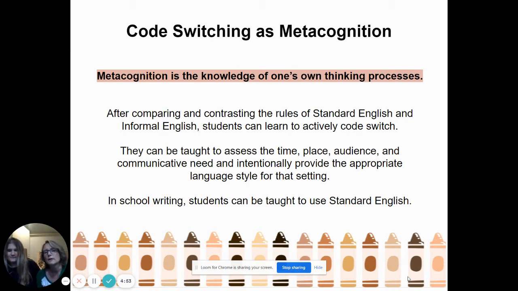So after comparing and contrasting the rules of standard English and informal English, students can learn to actively code switch, and they can be taught to assess the time, place, the audience, and the communicative need, and intentionally provide the appropriate language style for that setting. So if they're in school, they learn that they need to use standard English. If they're at home or on the playground, then it's okay for them to use their informal English.